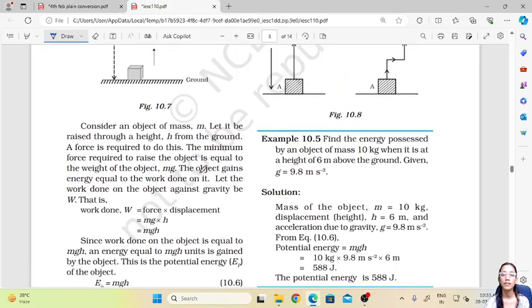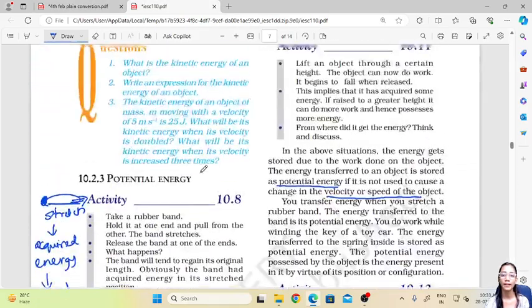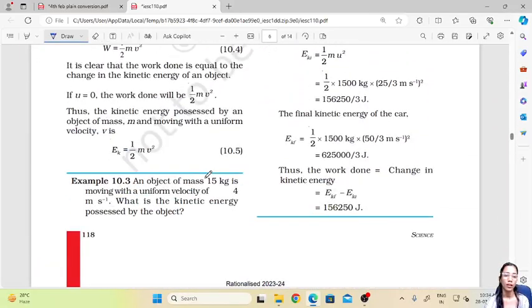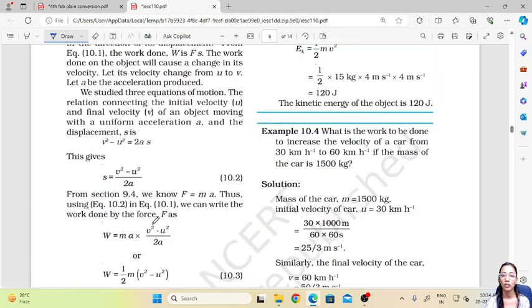Now we will see some numericals based upon kinetic energy and potential energy. Let's see this numerical. An object of mass 15 kg is moving with a uniform velocity of 4 meters per second. What is the kinetic energy possessed by the object?